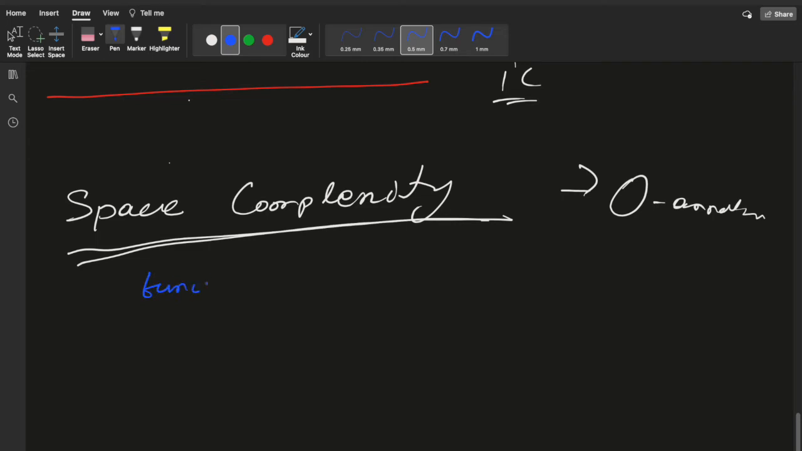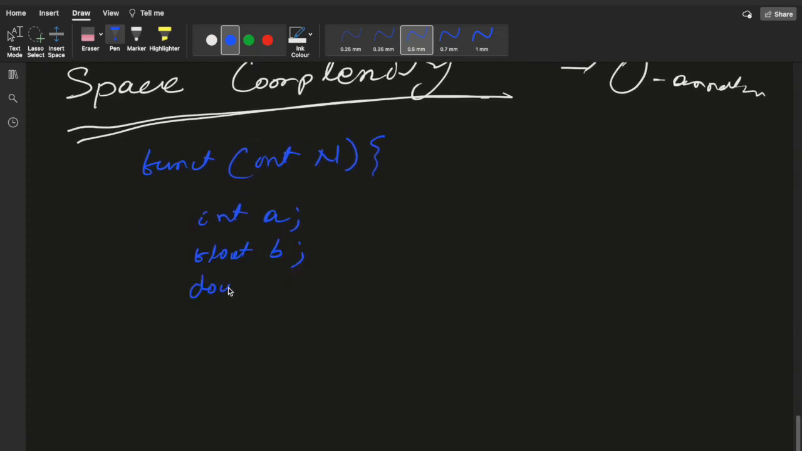Let's say I have a function which takes input n, and I have int a, sorry, let's say this is float b, then let's say double c, bool d. I am assuming that you know all these data types. In most languages like C++ and Java, the sizes of these data types are the same. If it is not the same, just check your language and analyze accordingly.